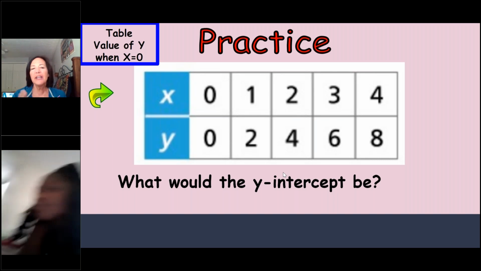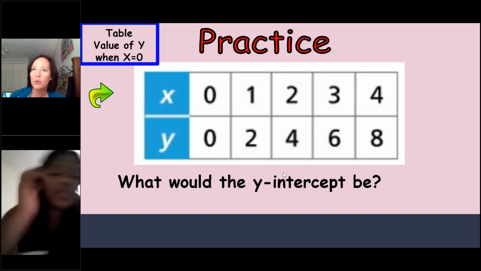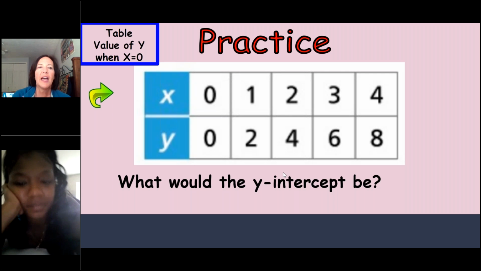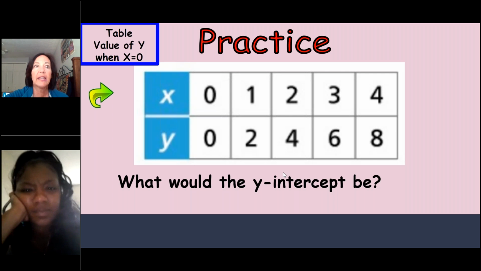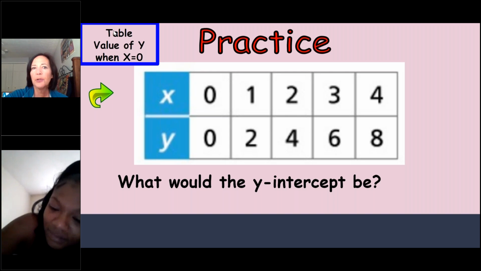Okay, so now we're on a table. And this is one I know you were writing down the notes on. We've got a table of values. And again, I put the little note page, my little clue, up in the left corner. It says on a table, the y-intercept will be the value of y when x equals 0. So here's a table. So what's the y-intercept on this table?